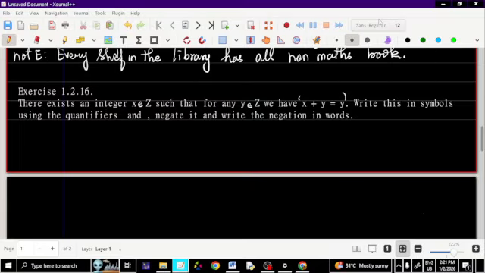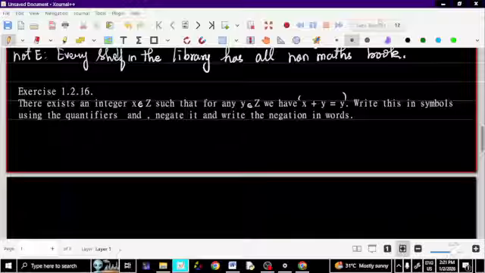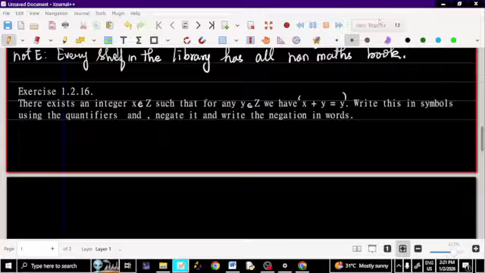Moving on to exercise 1.2.16. So what is your statement here? There exists an integer x in Z such that for any y in Z, we have x plus y is equal to 1. Write this simply using quantifiers, negate it and write it in plain English. So the given statement, I'll call it statement number A.